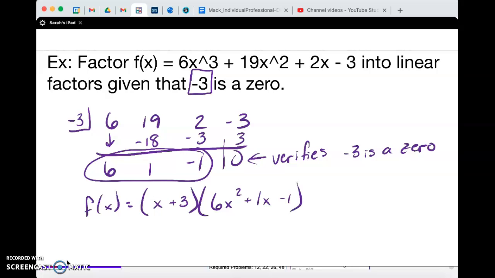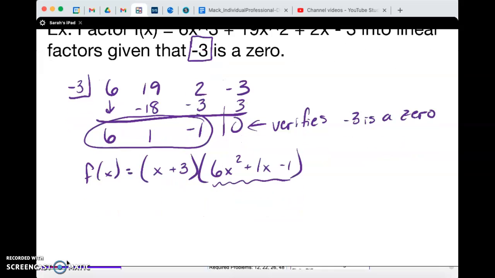Okay, since f of x started as a cubic, I divided out a linear. So it basically just decreases by 1 power, so it should be to the second power. So if this is completely factored, I could be done. But I should check, can I factor 6x squared plus 1x minus 1? So Kaylee's saying yes. How would we factor something like this? AC method. So A times C is?